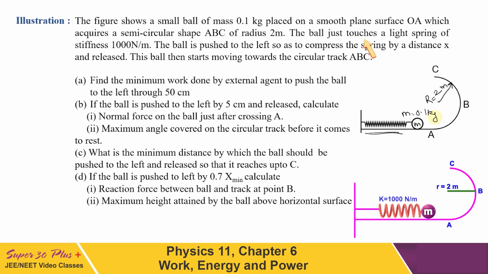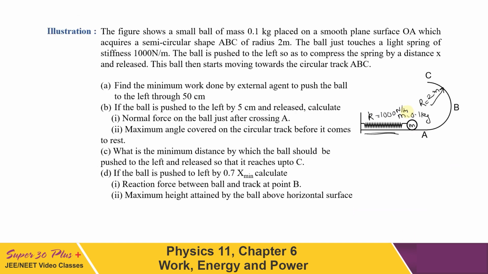The ball just touches a light spring of stiffness K, which is also provided. It is equal to 1000 Newton per meter. The ball is pushed to the left so as to compress the spring by a distance x and released. This ball then starts moving towards the circular track. Now we have to find a number of things. So let us start with the first one. In the first part, it is asking to find the minimum work done by an external agent to push the ball to the left through 50 centimeter.